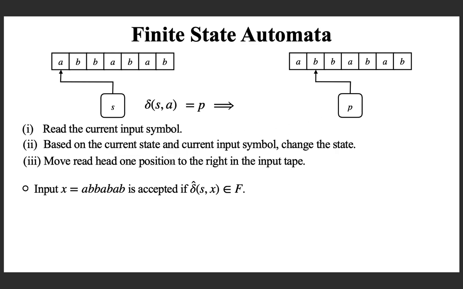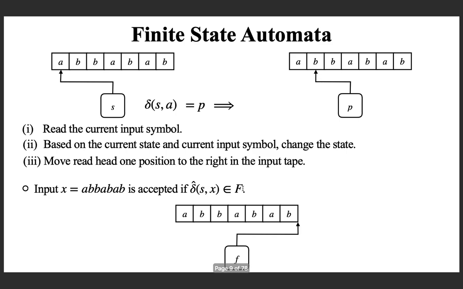And an input string like this is accepted if, after processing that input string from the start state, the automaton is in a final state. So that is the acceptance criterion. At the end, after processing the input symbols, the automaton needs to be in a final state.